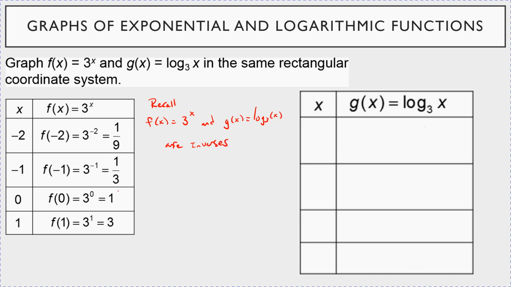So what that means is that the points here, if I have the first ordered pair, and you'll notice I already filled this out. If I wanted to graph 3 to the x, I'll pick the points -2, -1, 0, and 1. This is my x and y points. The flip over here are the x and y points. So if I take 1/9 here and plug this into g of x, well, that has to be -2. So they're just the corresponding flips of each other.